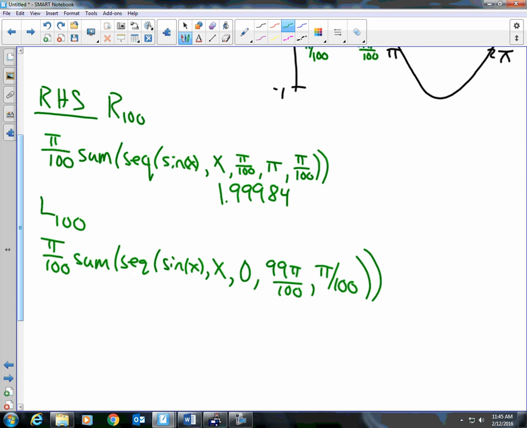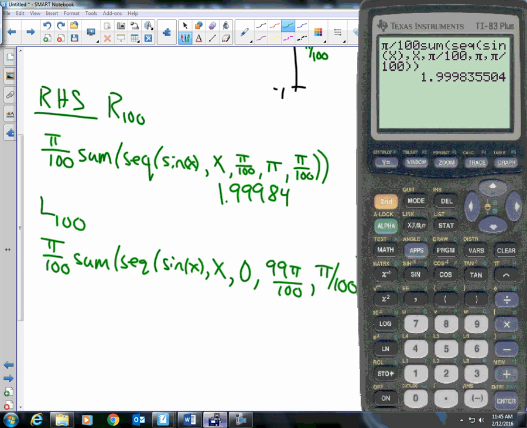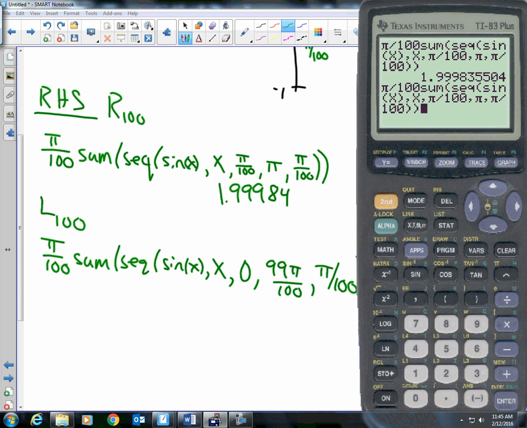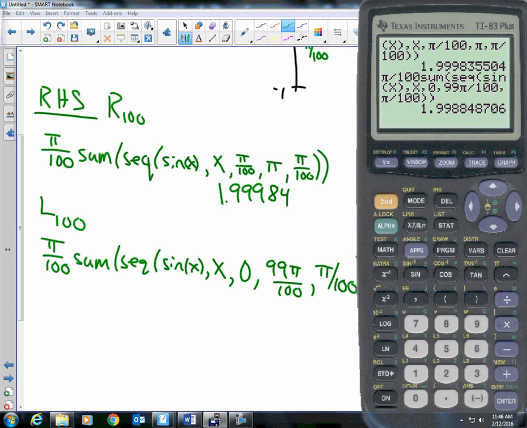Now, because I'm super smart, I can take my calculator and go second entry, and it'll bring up everything I just plugged in. That way I could go back here and just change a few pieces. 0, comma, 99 pi divided by 100, comma, pi divided by 100. So it saves me a little bit of time. 1.99885.